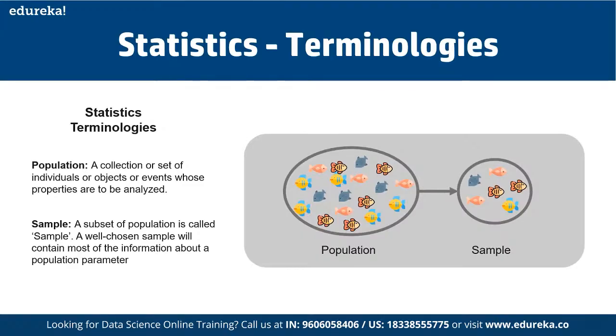And then we have a sample, which is a subset of the population. A well-chosen sample will contain most of the information about a particular population parameter. We can see here that we have a whole population of fish, which is the whole data set, and then we choose a set that represents the population best. This can be considered a small example here.